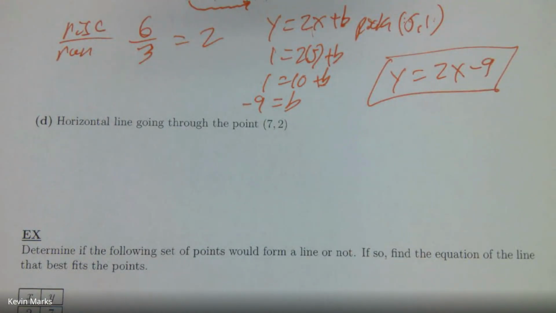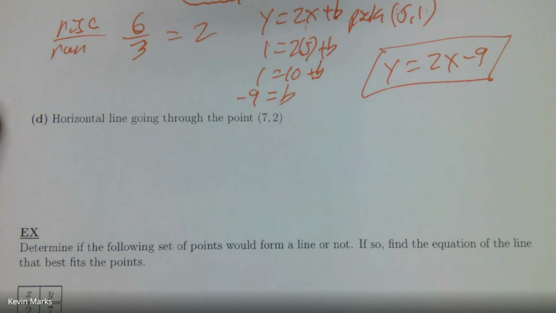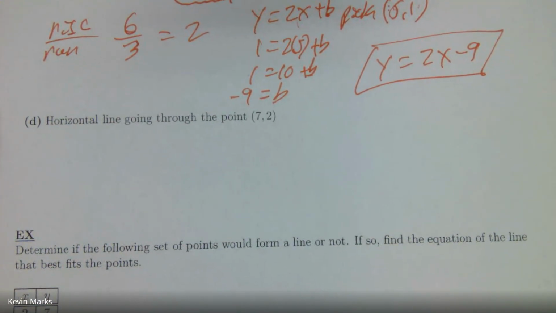All right, what about D here? How about a horizontal line going through the point (7, 2)? Well, again, remember the two things we need are the slope and the y-intercept. Did they straight up tell me the slope? No. Did they straight up tell me the y-intercept? No. We got to figure it out.